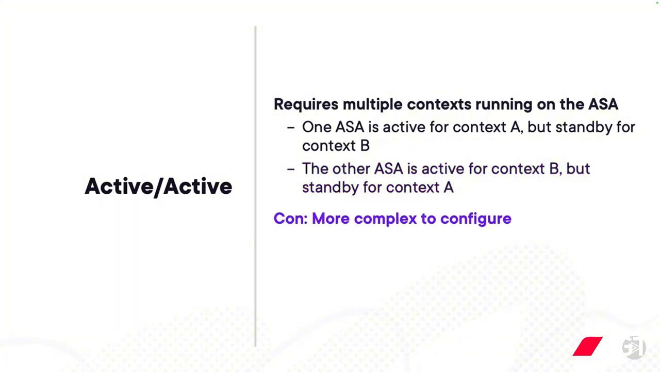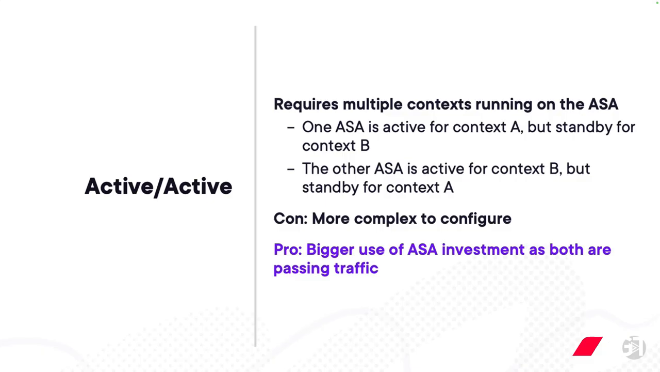The downside to active-active is that it is more complex to set up because multiple ASA contexts are required. However, it does make use of the second ASA to process traffic. For example, if there are 4 contexts, one ASA only has to process traffic for 2 contexts, while the other ASA can process the traffic for the remaining contexts, rather than one ASA having to process traffic for all 4 contexts if it's an active standby.